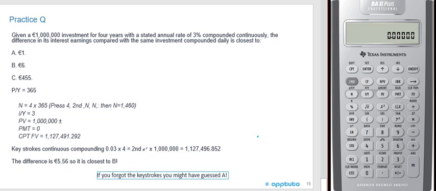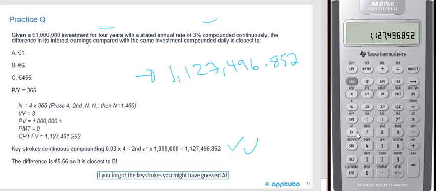So let's just do it the proper way on the calculator first, the continuously compounding. So we know it's 3%, and it's for 4 years. So it's 0.03 times 4. Don't forget your equals. Second, e to the x. Multiply that by our €1 million, 1, 1, 2, 3, 1, 2, 3, and we're going to hit equals. And so we're going to get 1,127,496.852. That'll be our future value.